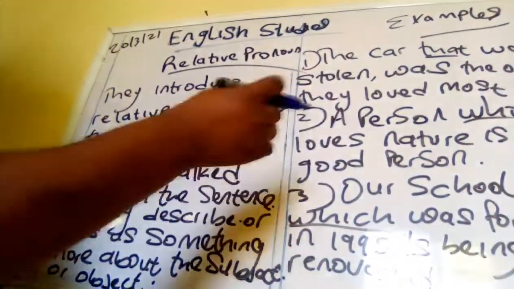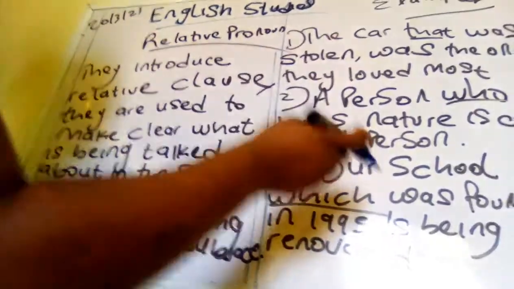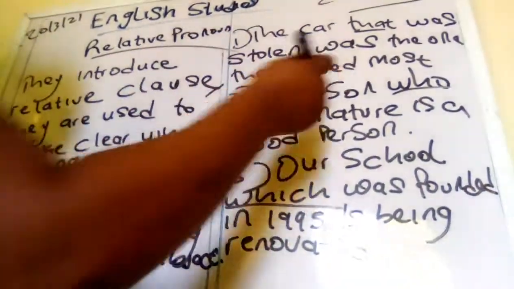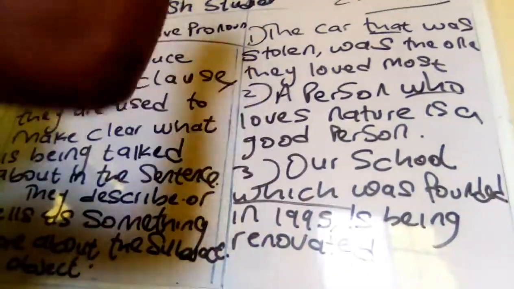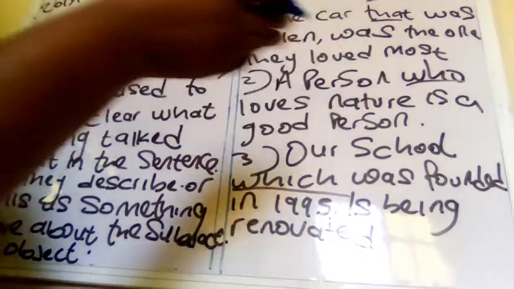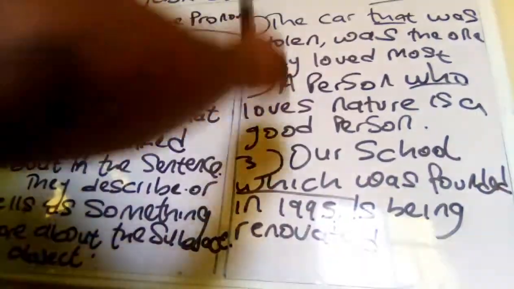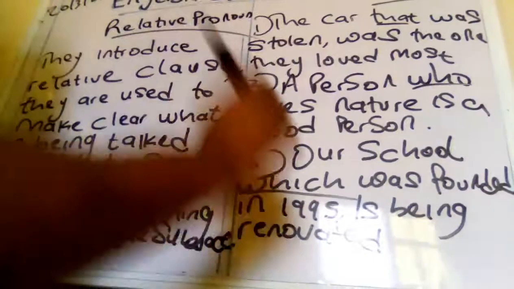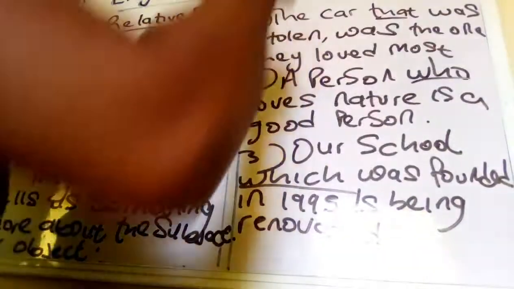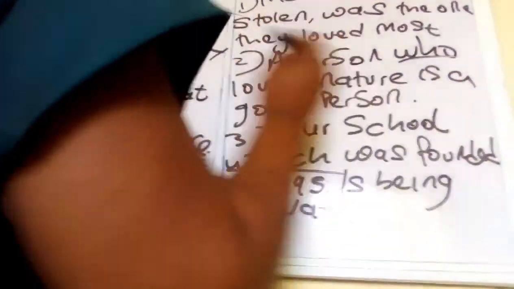You are seeing that the relative pronouns in these sentences are just trying to tell us about the subject. Our school, which was founded. So it's talking about the school, telling you that the school which was founded is being renovated. It could have just told you our school is being renovated, but it went ahead to tell you when the school was founded, so that you will understand why it is being renovated. So it tells us more about the subject.